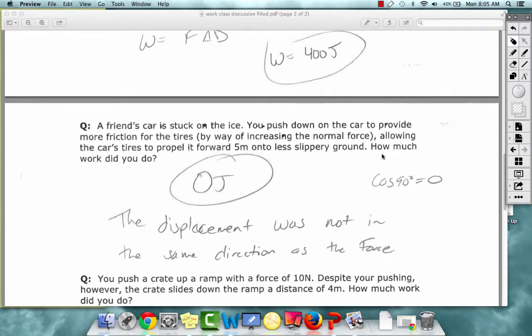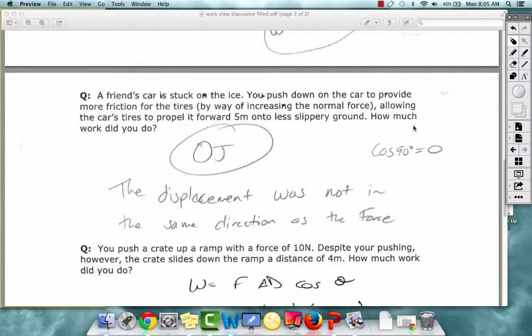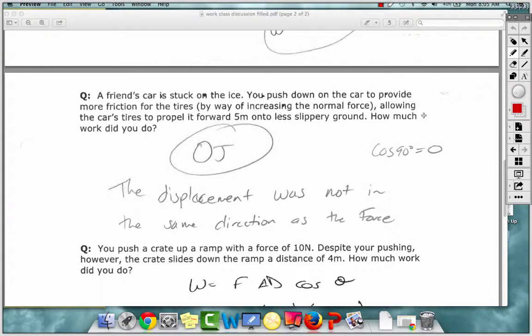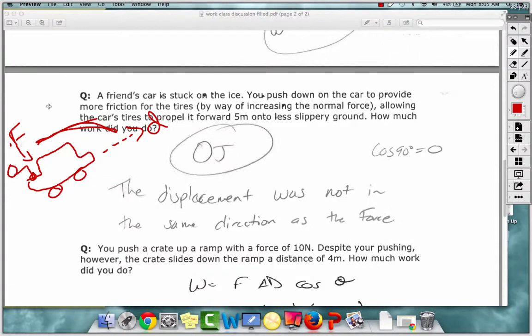A friend's car is stuck on the ice. You push down on the car to provide more friction for the tires by way of increasing the normal force, allowing the car's tires to propel it forward 5 meters onto less slippery ground. How much work did you do? Well, this one involves a little bit of a picture. I'm going to really exaggerate the car's bumper, and I'm not a real good artist, but here's the car's bumper right here. If your friend pushes down this direction with some force, and the car moves this direction, notice these two make an angle of 90 degrees.